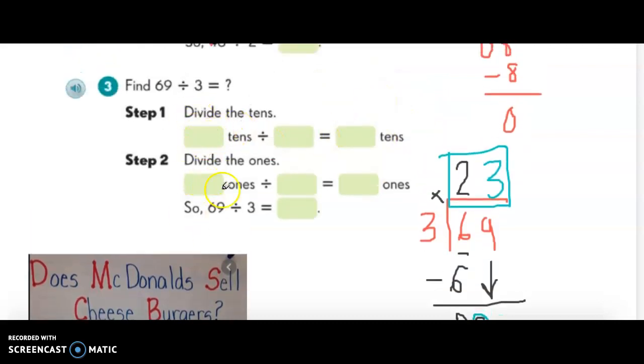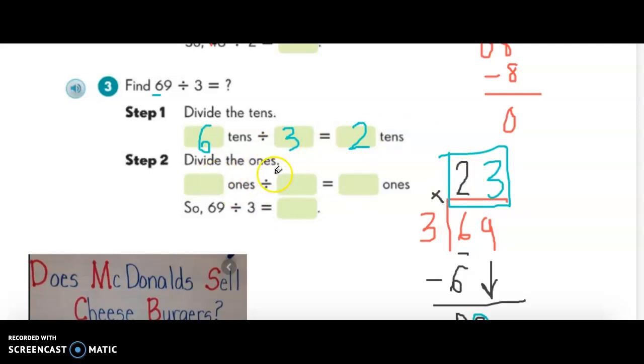So I just want to run through this real quick so that we can make sure that you guys know how to do it when they lay it out this way. Dividing the tens is that first step. So we're taking our tens, which is the 6 tens, and we're dividing it by 3. Now 6 tens divided by 3 gives us 2 tens. And that's what we did right here, okay?